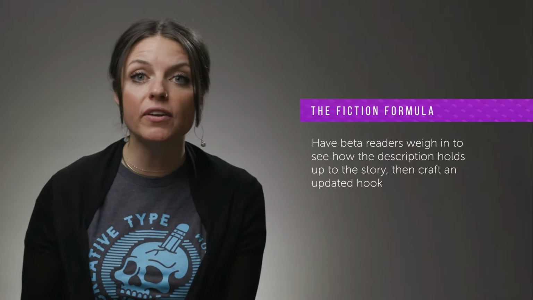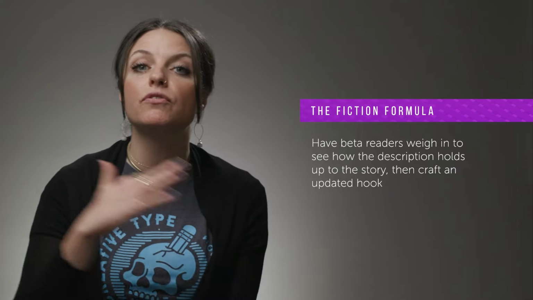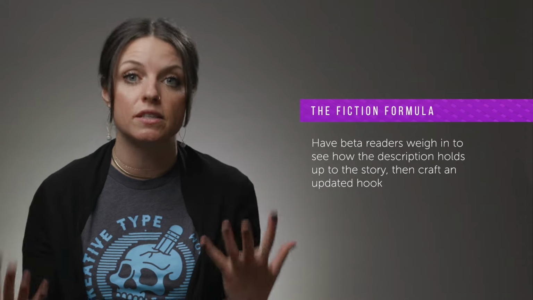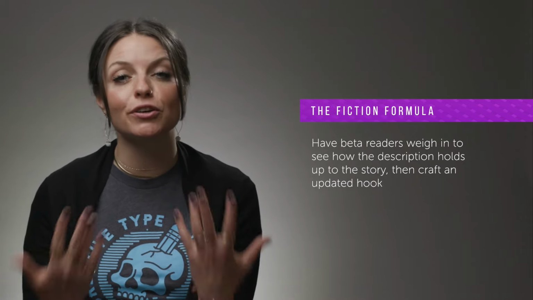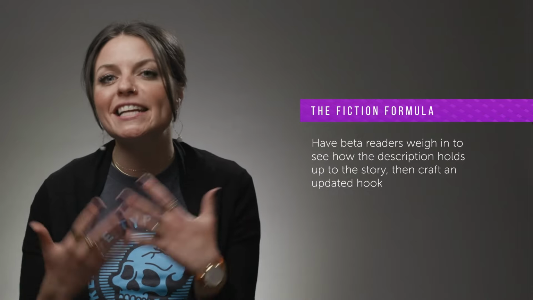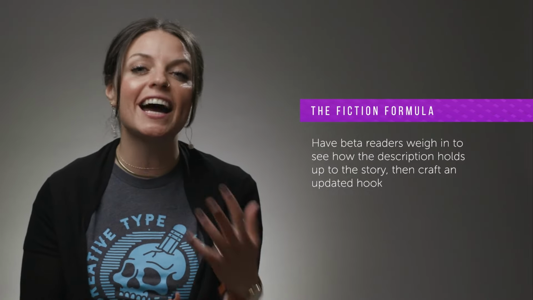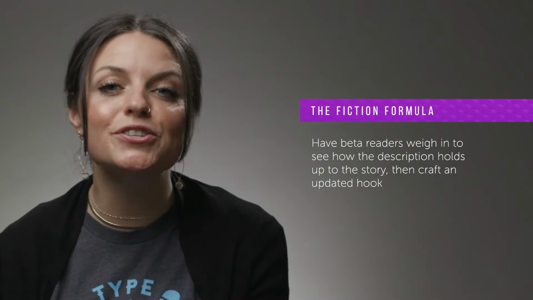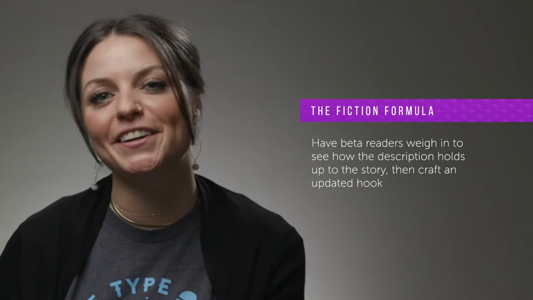Next, have your beta readers weigh in. So beta readers are the folks that have kind of been with you for the whole journey. They probably read a few drafts of the book and they know what happens in the story. So give them your description and ask them if it explains the book, if it stays true to the story, if it hits the highlights in the plot, and if it's enticing. Once you've shared your draft, go back and create an updated hook.